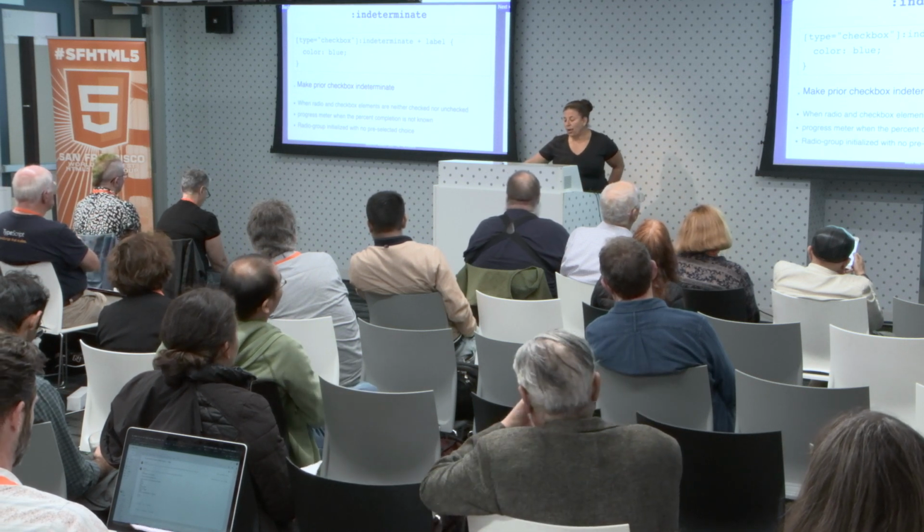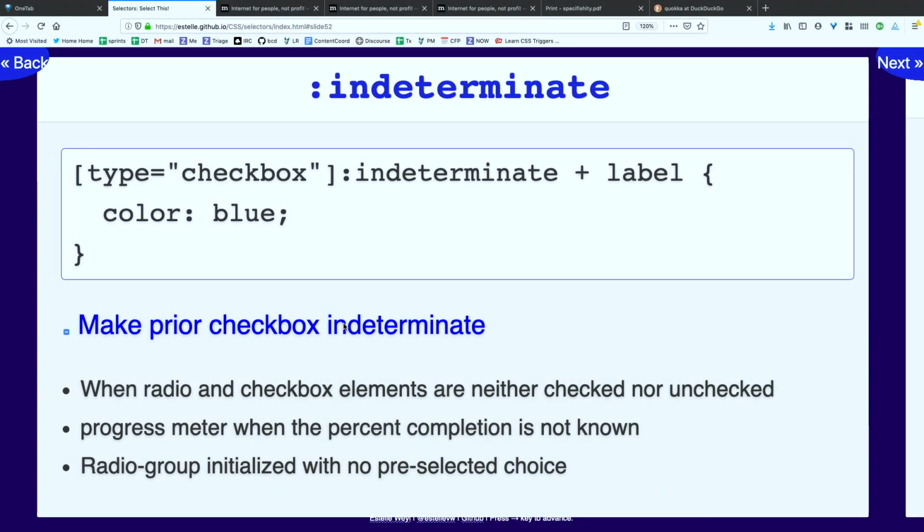Okay, so indeterminate is a state that you get to with JavaScript. So if you have an email box, you want to check all of them because you want to have inbox zero, and the best way to do that is to check all of them and just hit delete. And then you're like, oh, I still need to read that one. So you uncheck that one, and therefore the checkbox that says check all is no longer all checked, but it's not unchecked. So it's indeterminate, and you can style based on that.